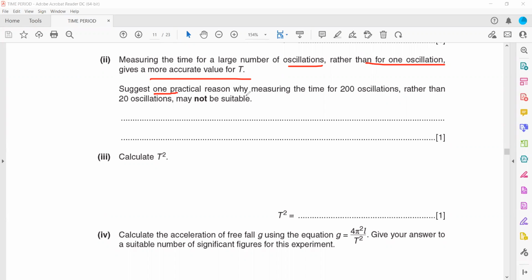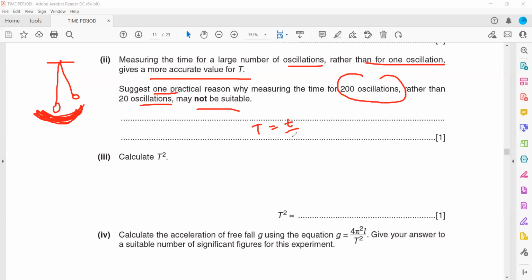Suggest one practical reason why measuring the time for 200 oscillations rather than 20 oscillations may not be suitable. We know that if we increase the number of oscillations, we get a more accurate time period. But if a student tries to record the time for 200 vibrations, then the time period will be the total time divided by 200. But why is 200 oscillations practically not a good thing?